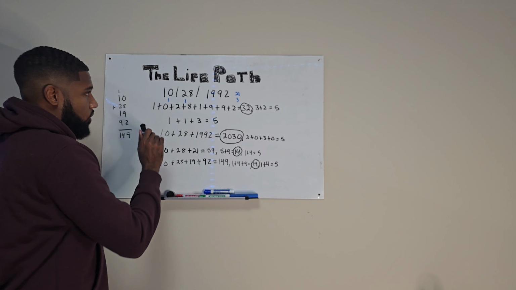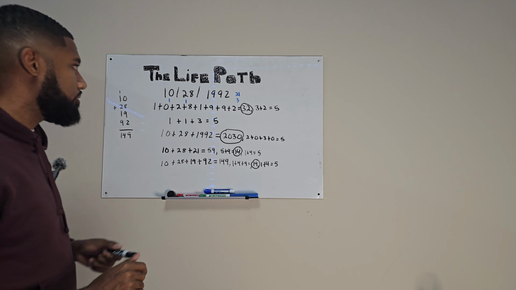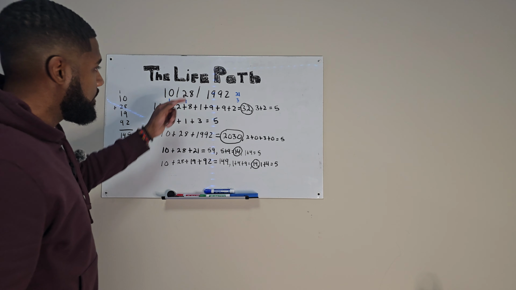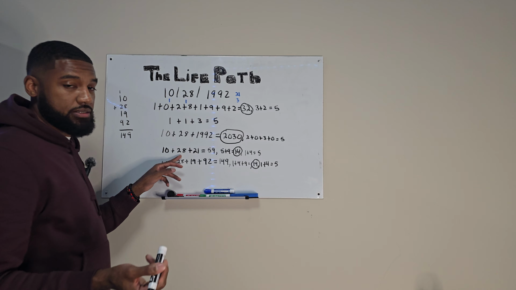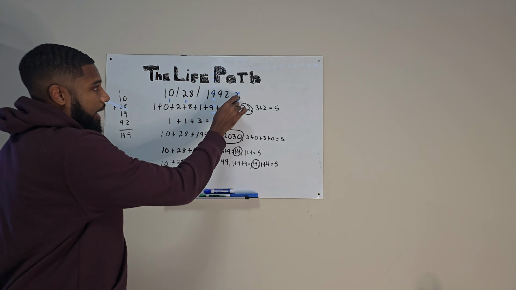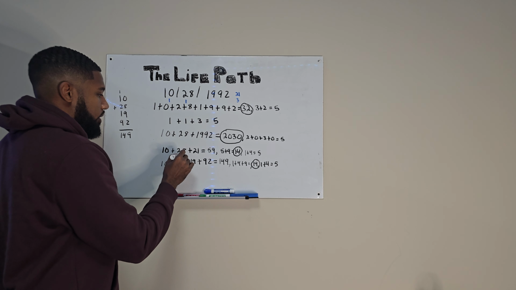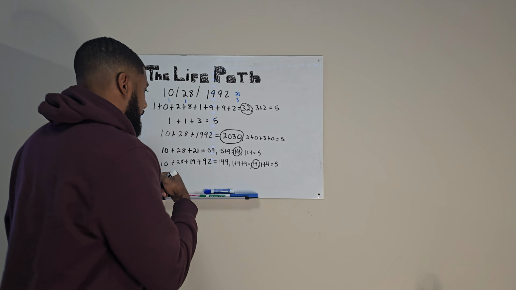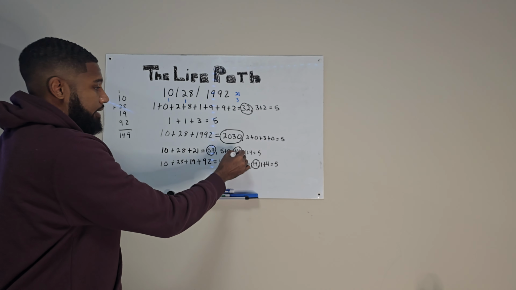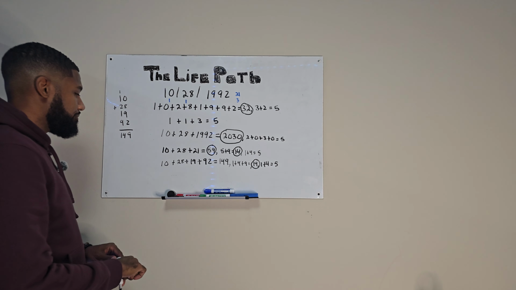So the second way requires us to use the double digits of each number, right? October is already double digits, the number 10. The 28 is already reduced to 28. That's the double digit. But the year had to be reduced to the double digit, which 1992 adds to the number 21. So we're going to use 21 in this method. Now, 10 plus 28 plus 21 equals 59. And I'm going to circle that 59. And then from there we go, 5 plus 9 is 14, and 1 plus 4 is 5. Again, the life path 5.